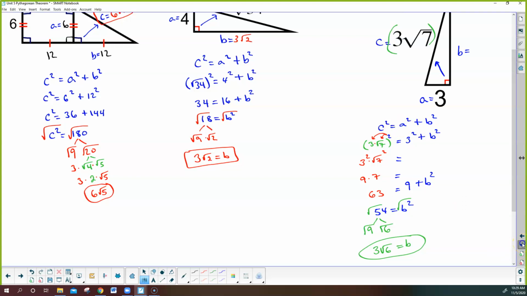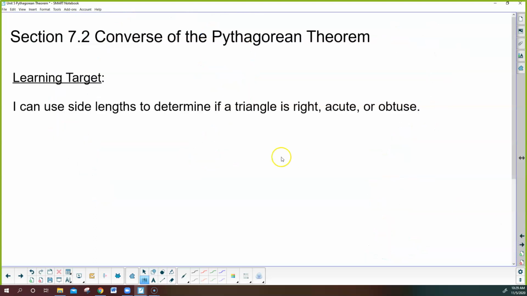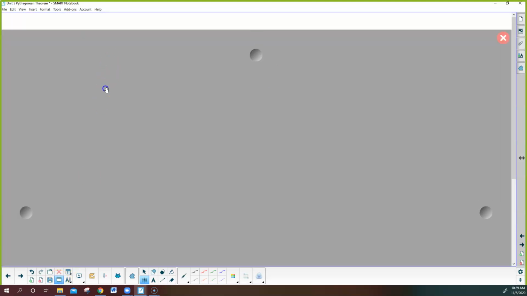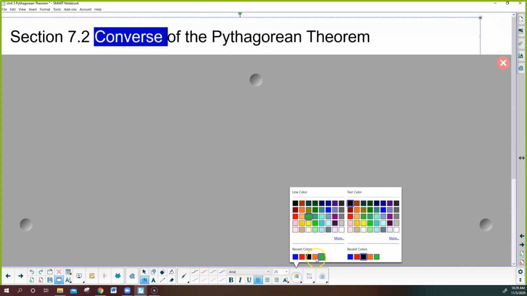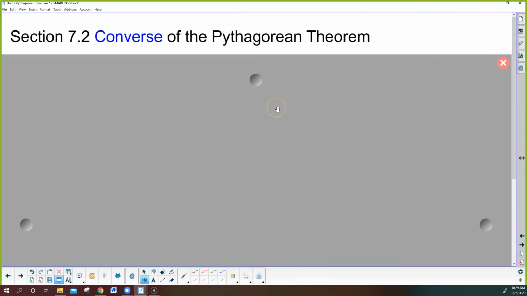So let me know if I'm moving too fast. These notes will be posted, and I'll put the video up. So we're going to do section 7.2 now, which is called the converse of the Pythagorean theorem. Well, converse just refers to switching around the if and the then statement.